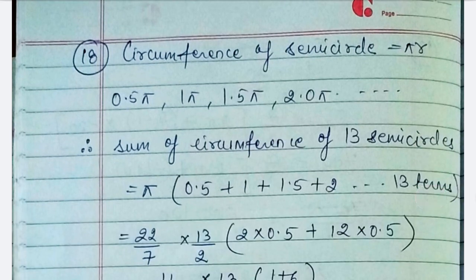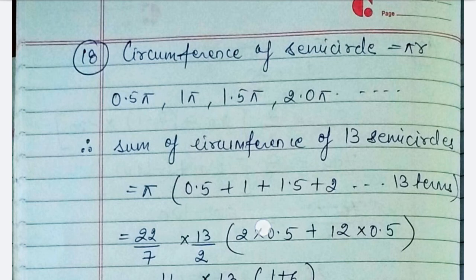Next, question number 18. Question number 18 says a spiral is made of successive semicircles with centers alternately at A and B, starting with the center at A, of radii 0.5 centimeter, 1 centimeter, 1.5 centimeter, 2 centimeter and so on. What is the total length of such a spiral made of 13 consecutive semicircles? So we have to find the total sum.